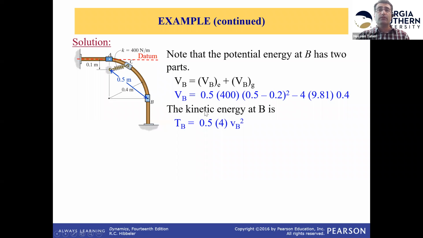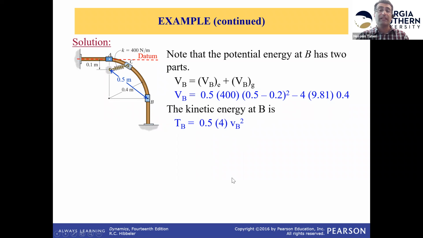Then your kinetic energy at point B is equal to 1/2 m velocity squared. Do you know what the velocity is? Not at this point. However, you have already written down all of the potential and kinetic energies.